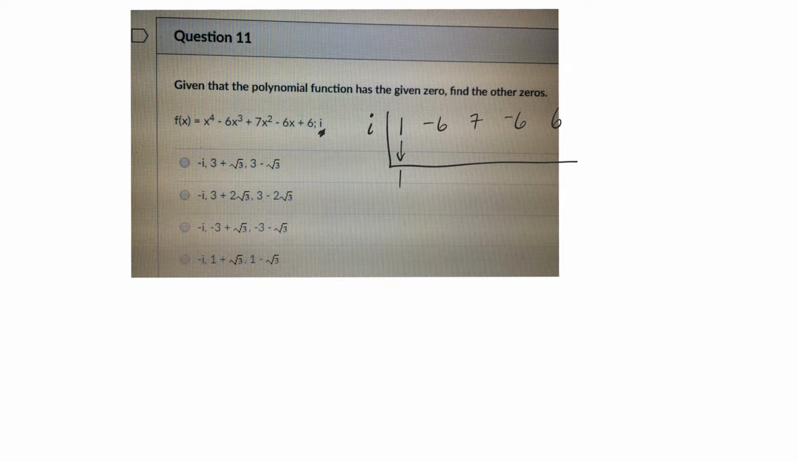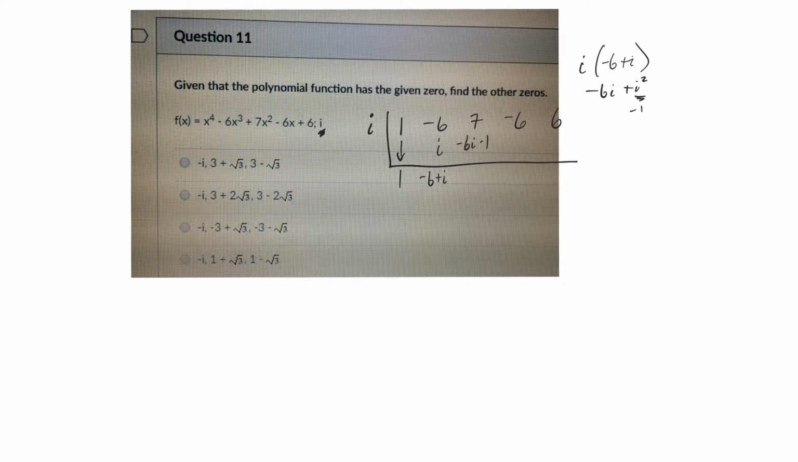Okay, so I bring down 1. 1 times i is i. Minus 6 plus i. Okay, and then I multiply again. So that'd be a minus 6i plus i squared, or minus 1. I think that's right. Is that right? i times minus 6 plus i is minus 6i plus i squared, and i squared is a negative 1.